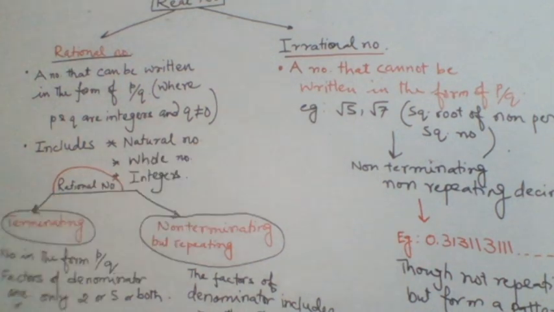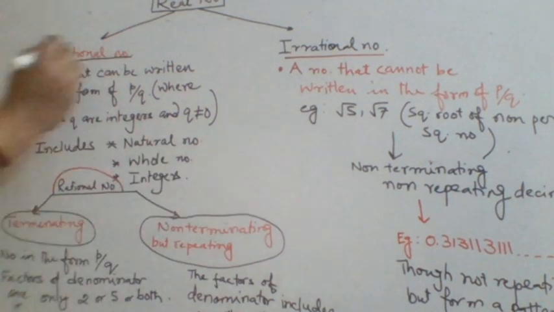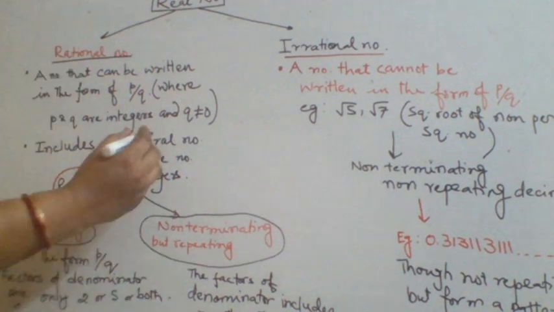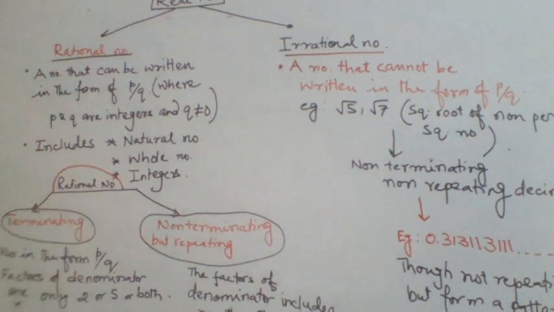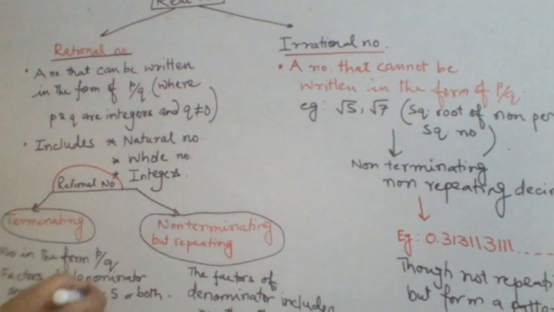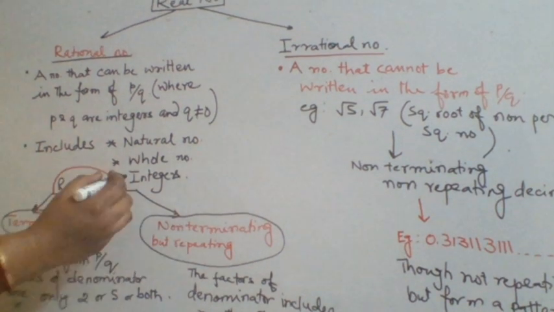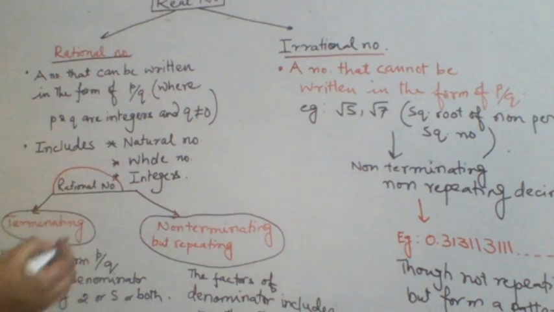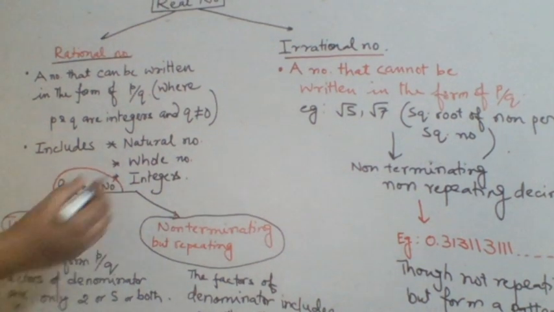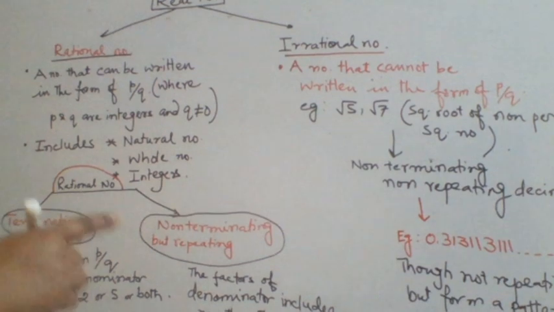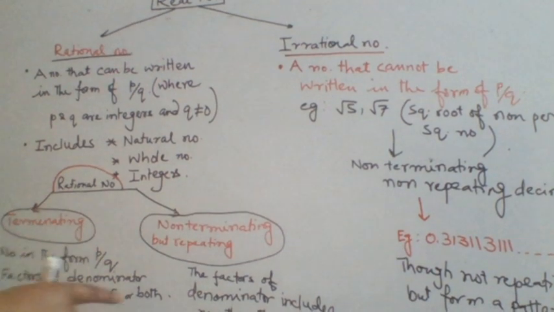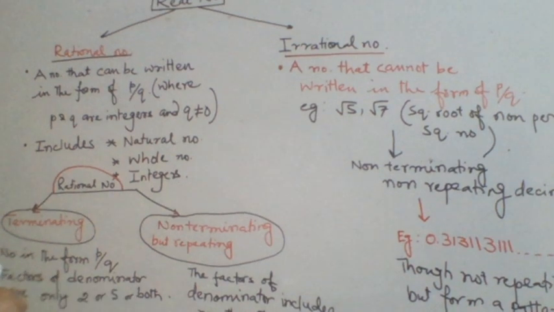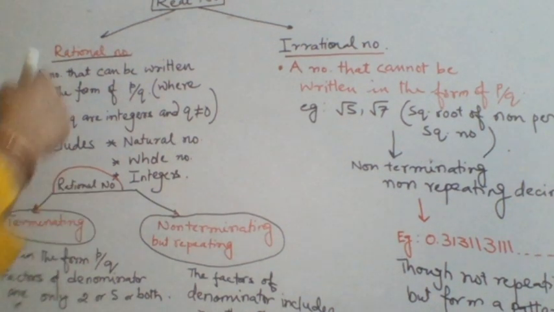Now this rational number includes natural numbers, whole numbers and integers. Natural numbers are the counting numbers 1, 2, 3, 4, and when the natural numbers family is taken along with 0, it is said to be the whole numbers. And integers are numbers like 1, 2, 3, 4 where the denominator is 1. Say if you say 5 upon 1, so this is an integer. So these all belong to the rational numbers.